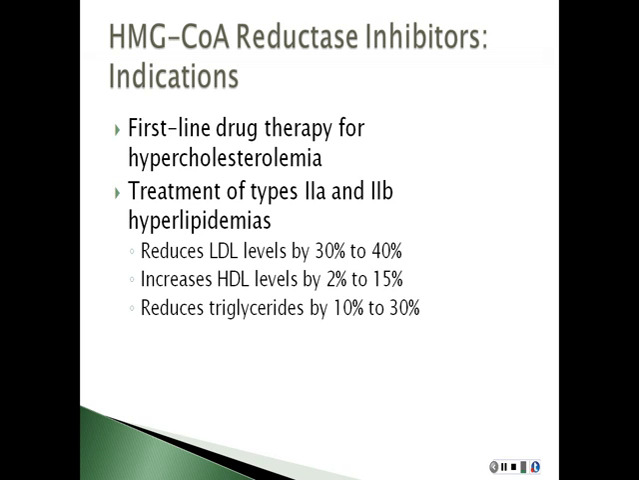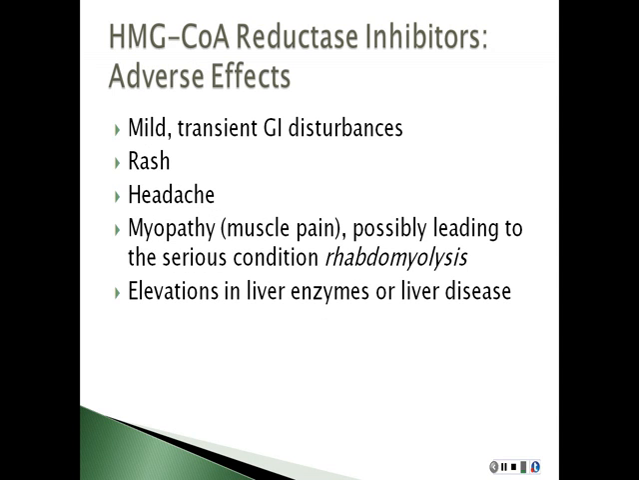They're also contraindicated in pregnancy, and they shouldn't be used with people with liver disease or those who have an elevation in liver enzymes. The most common problems seen with this class of drugs are mild transient GI disturbances, rash, and headache. But there also can be a problem with myopathy or muscle pain that could possibly lead to a serious condition called rhabdomyolysis, and we talked about this, I think, a little bit at some point.